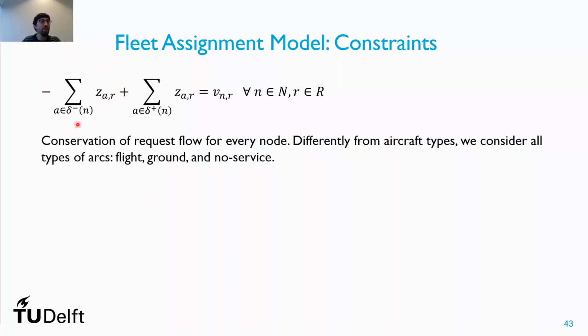This is the set of arcs leaving a certain node. Sorry, entering a certain node. No, sorry, leaving a certain node. And this is the set of arcs entering a node. And we want conservation of flow here as well for each request in each node of our system.